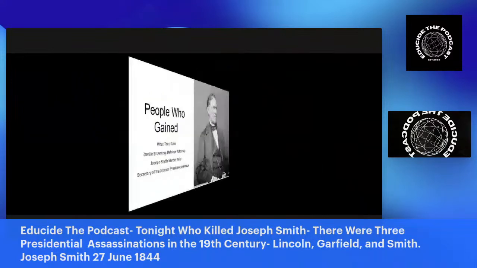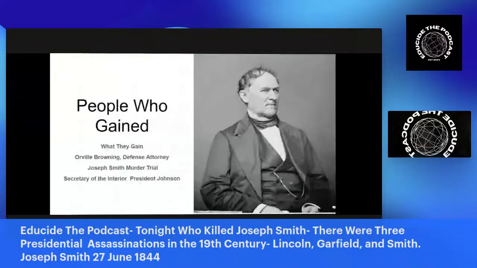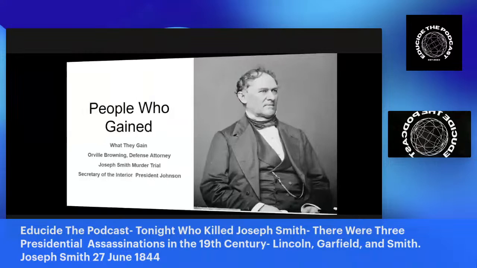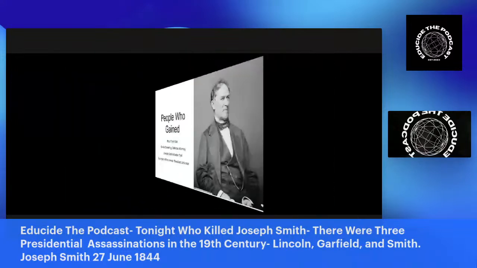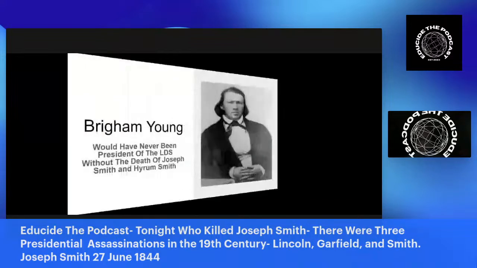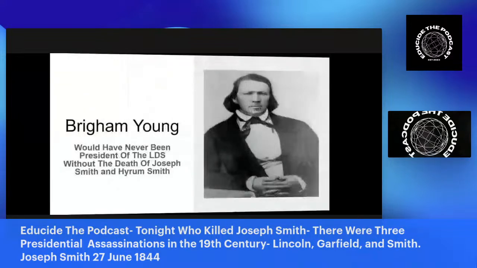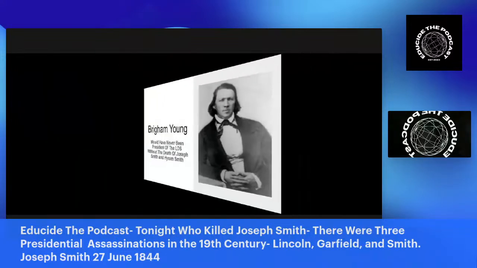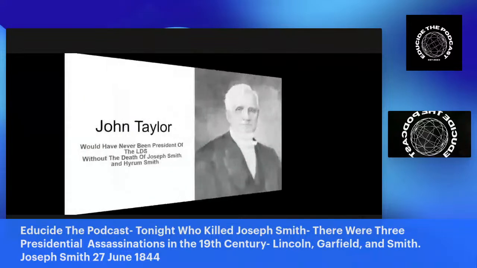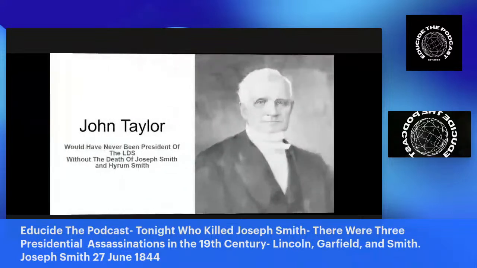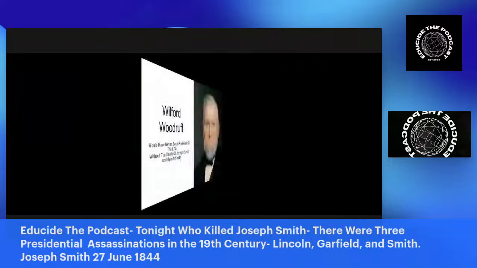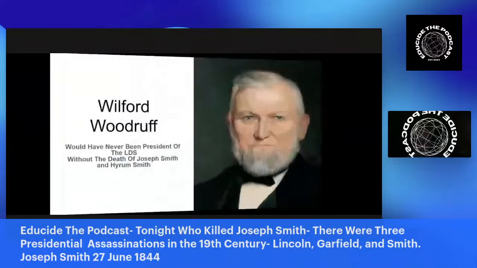People who gained and what they gained. Oliver Browning, defense attorney in Joseph Smith's murder trial, became Secretary of the Interior under President Johnson. Brigham Young would have never been president of the LDS Church without the death of Joseph Smith and Hiram Smith. John Taylor would never have been president of the LDS Church without the death of Joseph Smith and Hiram Smith. Wilford Woodruff would never have been president of the LDS Church without the deaths of Joseph Smith and Hiram Smith.